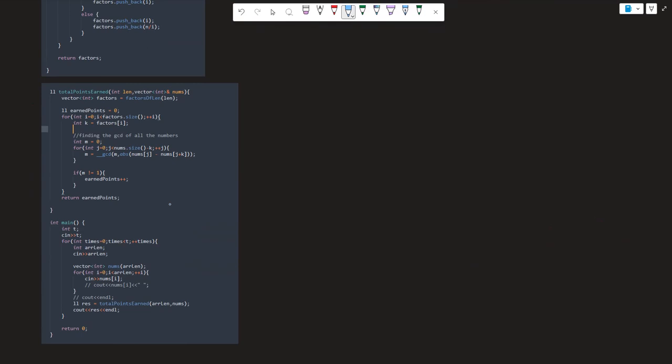So the code is nothing. We are taking the array and its length, and calling this total points earned method. At the start, we know this is the length, and I need to find the factors of this length. So if the length is 6, the factors will be 1, 2, 3 and 6. If the length is 8, the factors will be 1, 2, 4 and 8.